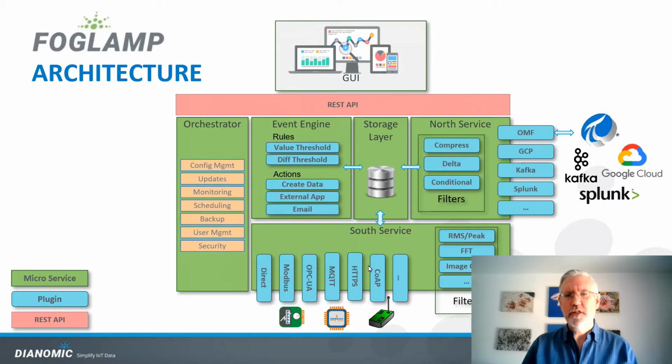But if what you need doesn't exist, it's very easy to create your own, whether you as a customer do, or a system integrator does, or we at Dynamic can help you with that. So at the south side, there are south plugins for different types of sensors. And then the data flows through filters, either on the south side or on the north side.